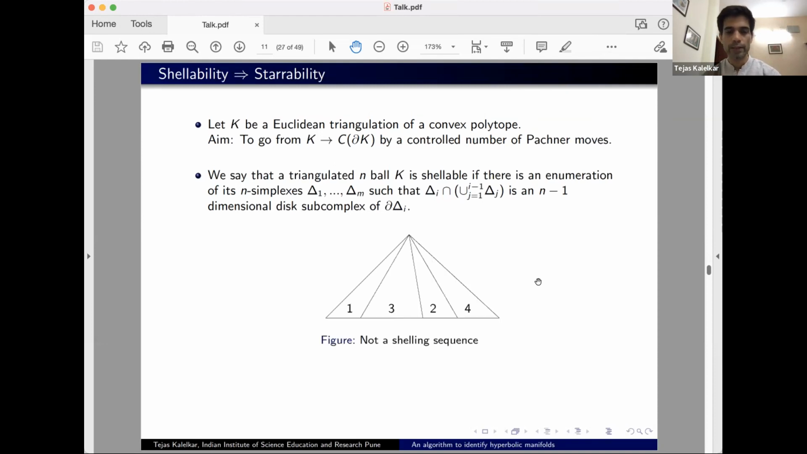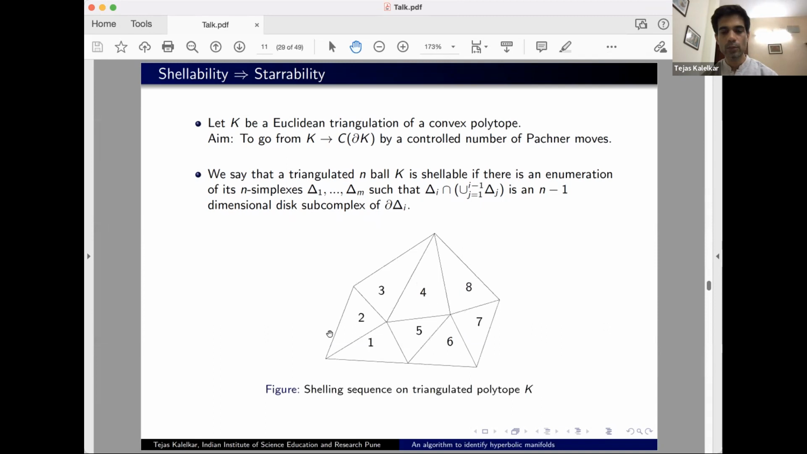So for example, if you look at this situation, this is not a Schelling sequence because 2 intersects 1 in just a point. So it's not a one-dimensional disk intersection, and this is just a bad sequence. If I rewrote it in this way, then 2 intersects 1 in just a one-dimensional disk, 3 intersects 1 union 2 in a one-dimensional disk, and so on. So this, in fact, is a Schelling sequence.